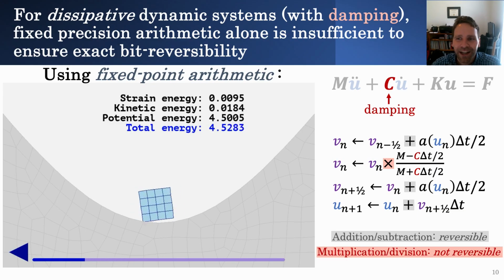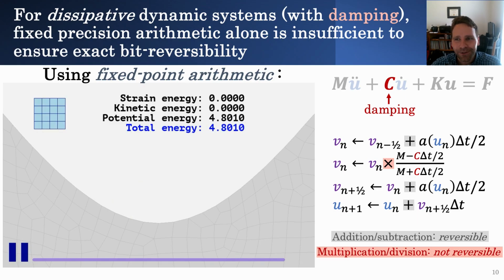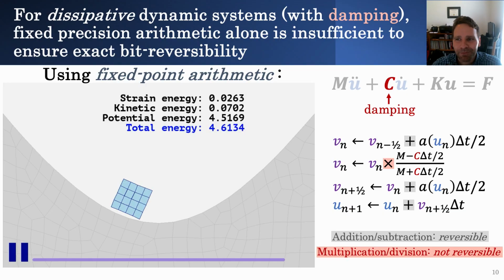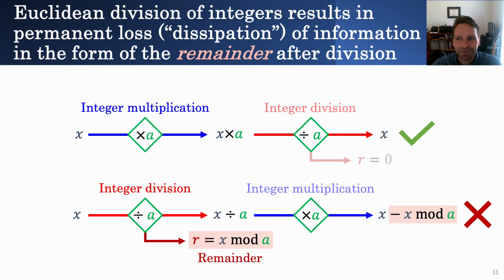And that's the central challenge. That's the problem that we need to overcome if we want to extend that same concept of bit reversibility to apply in the context of dissipative dynamic systems with damping or some other types of dissipation mechanisms going on. So that's the real problem. We have to figure out a way to come up with a reversible form of multiplication in the context of using these fixed point numbers. So what's the main problem with multiplications and divisions not being reversible when we're talking about fixed precision numbers?